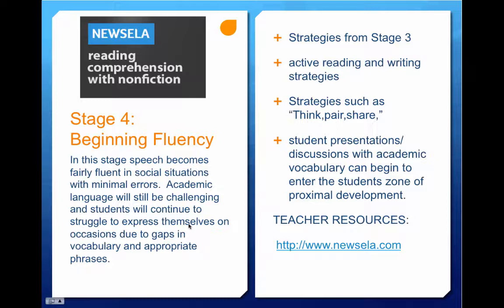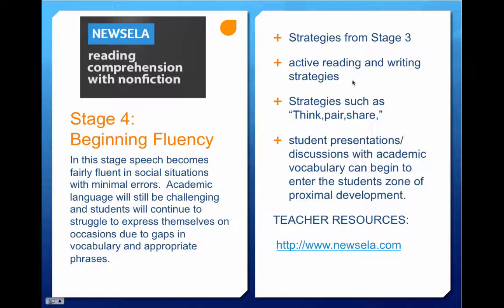Academic language is still a challenge, and students will continue to struggle to express themselves on occasions due to gaps in vocabulary and appropriate phrases. They'll get confused about idioms. They'll have some cultural gaps still. They'll have some background gaps still. So we still will rely a lot on the strategies from Stage 3, but we can begin to talk to our teachers and ourselves, start thinking about active reading and writing strategies.